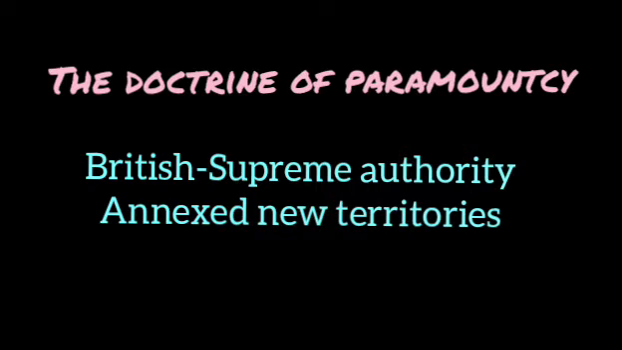First one is the doctrine of paramountcy. British considered themselves as paramount. Paramount means uppermost, and having supreme authority. New territories were annexed on the grounds that the native rulers were corrupt and inept. Inept means inefficient.